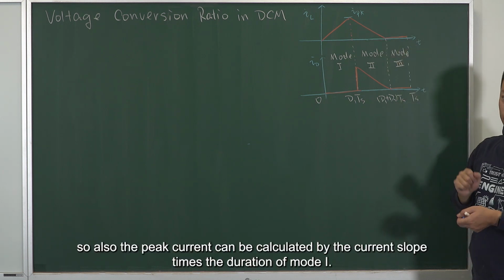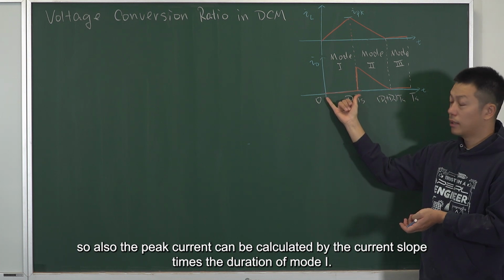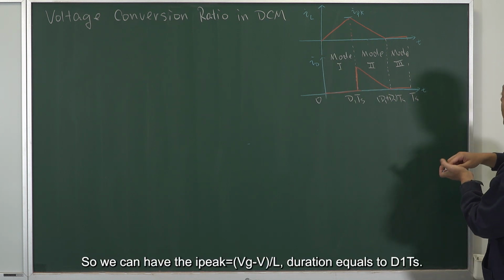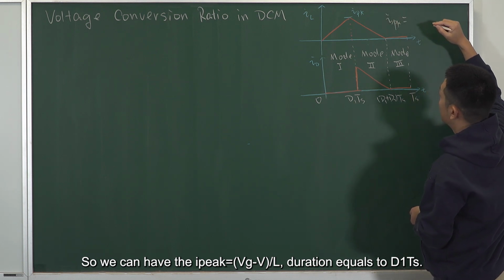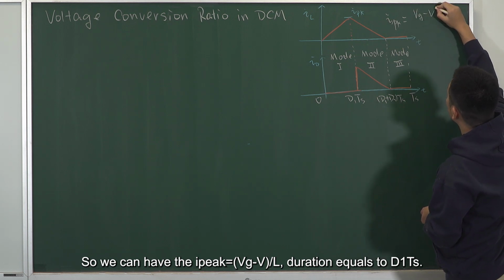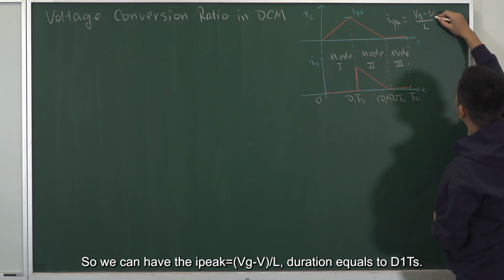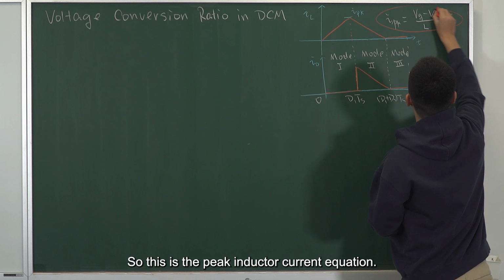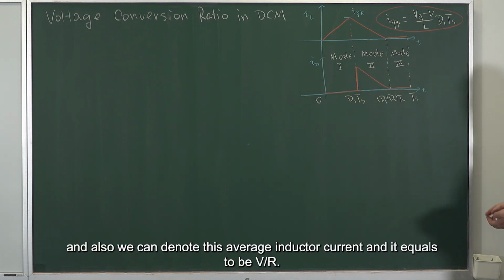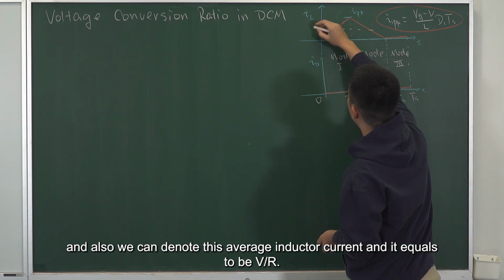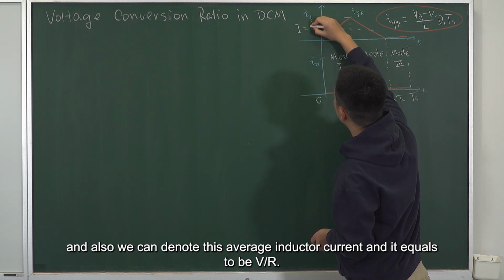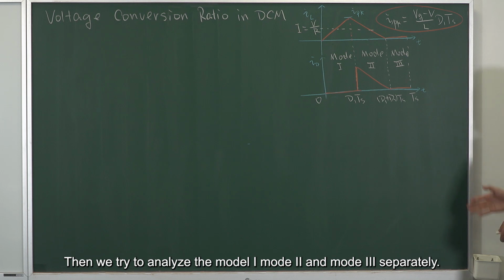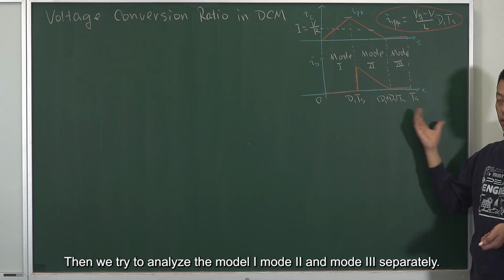Also, the peak current can be calculated by the current slope times the duration of mode 1. So we have I peak equals the slope, Vg minus V over L, times the duration D1 TS. This is the peak inductor current equation. And we can also denote the average inductor current as equal to V over R, which is the average load current. Then we try to analyze mode 1, mode 2, and mode 3 separately.